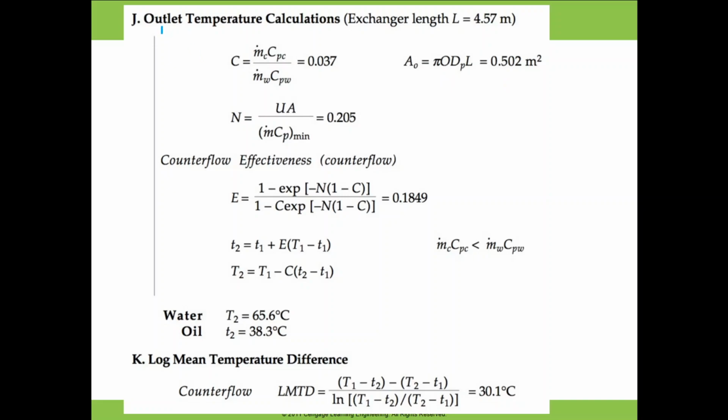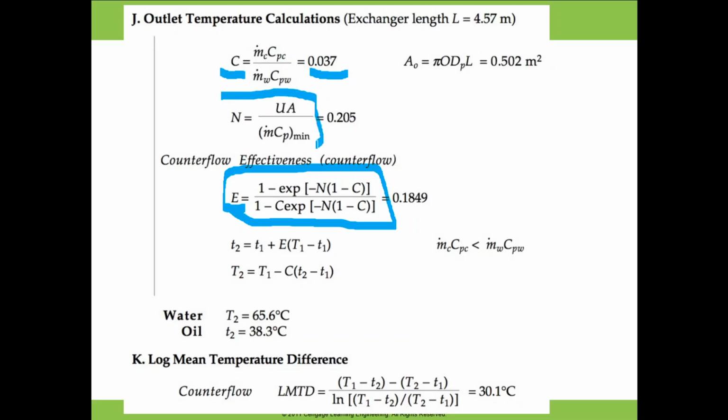So for the E-NTU method we need to calculate the parameter E, and the expression for the parameter E is this. And to calculate E we need to calculate N and C. C is the capacity ratio, that is the cold fluid capacity over the warm fluid capacity. So this comes out to be 0.037, and N is the number of transfer units, and this is the formula for the number of transfer units, U multiplied by A divided by mCp minimum.